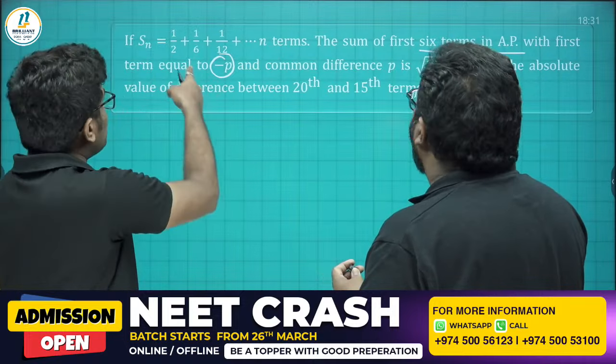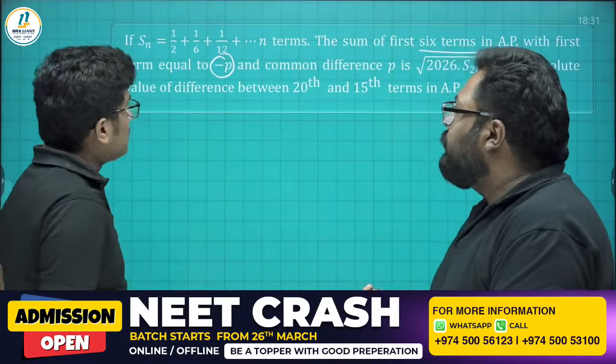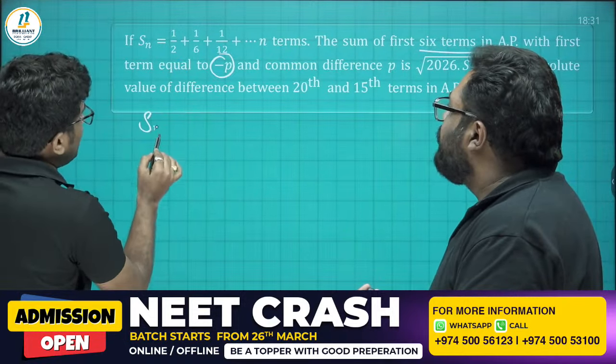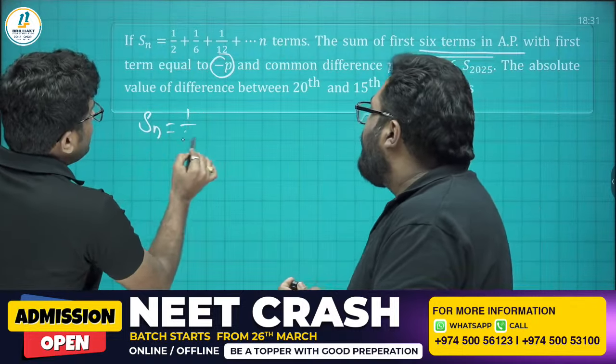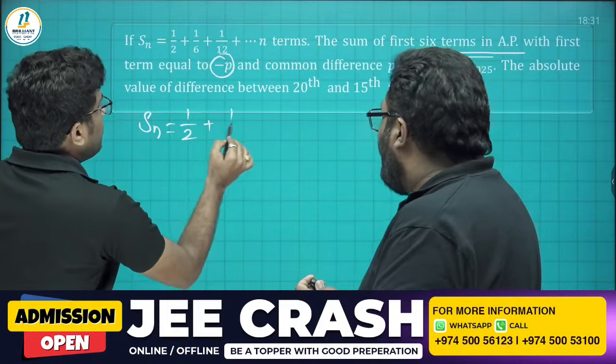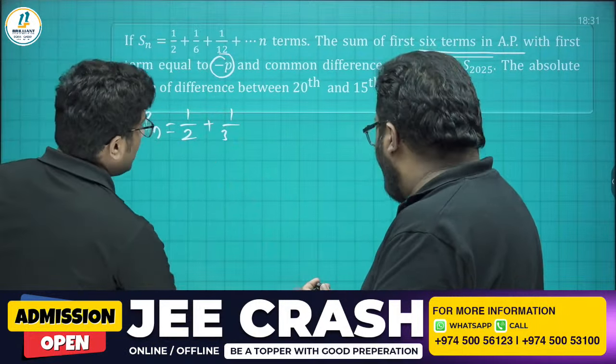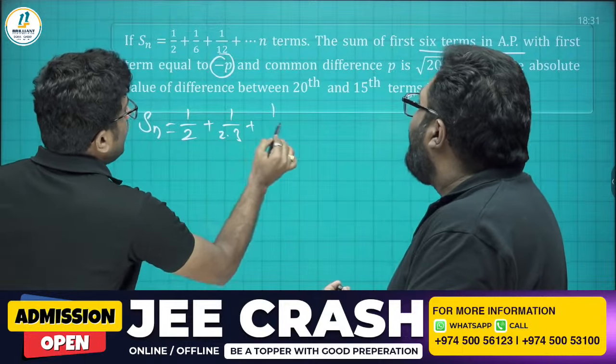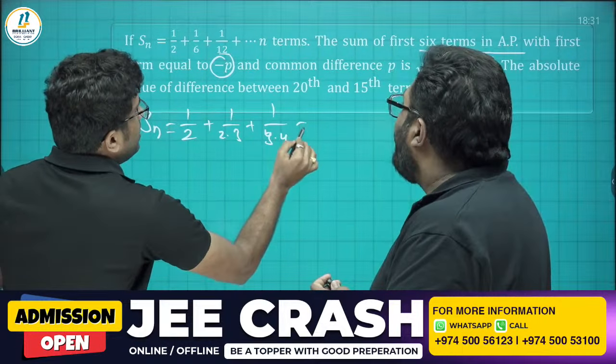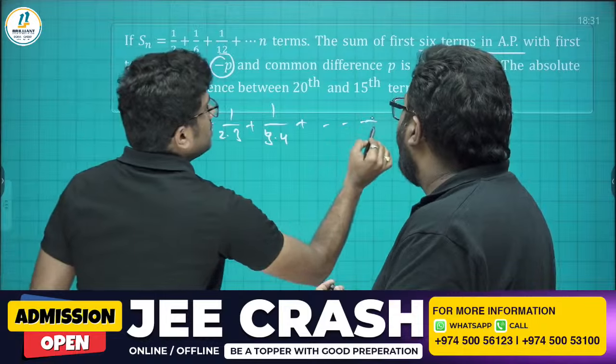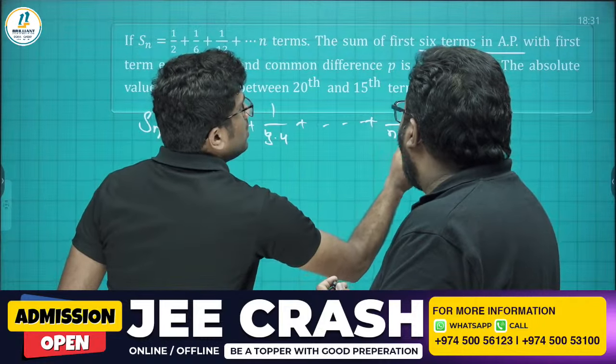Dear friends, the moment you see this, it is a telescopic series. So by using the method of difference, Sn is equal to, first we rearrange the terms. 1 by 2 plus 1 by 6 can be written as 1 by 2 into 3. Plus 12 can be written as 3 into 4 and so on up to n terms. The nth term can be written as n into n plus 1.